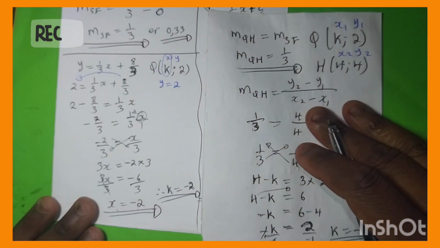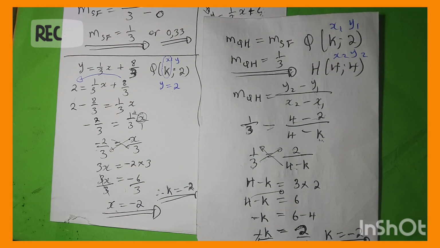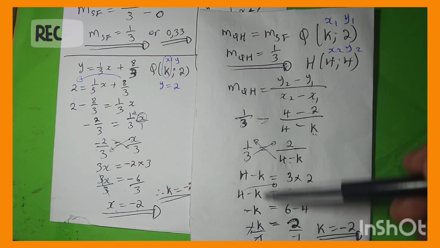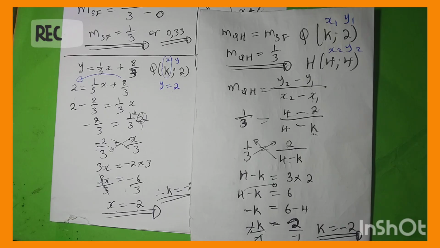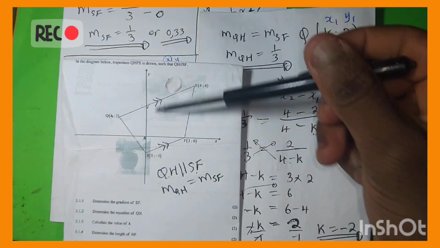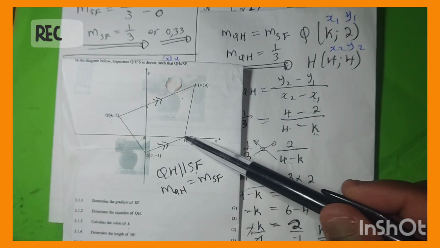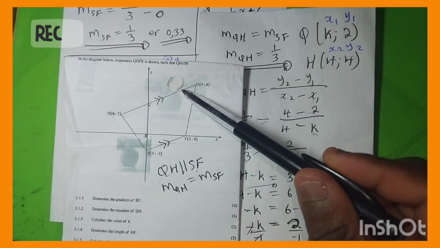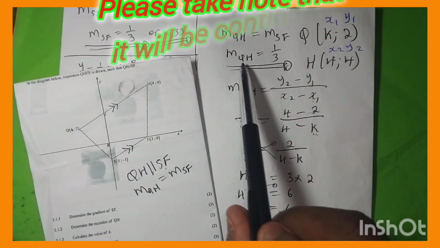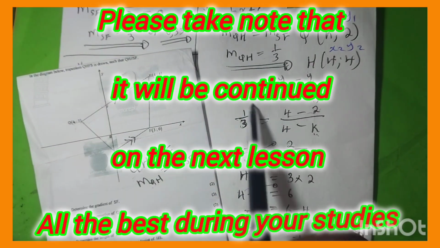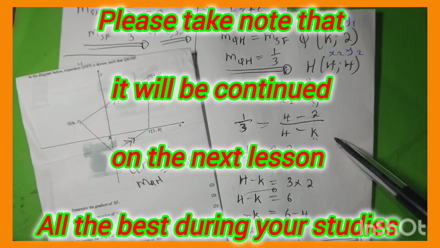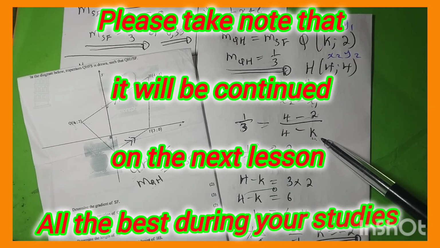So there are many ways to kill a cat. It's up to you which way you prefer. You apply this method only if you see that those two lines are parallel, meaning the gradient here is equal to the gradient there. Since you know the gradient, you can apply the gradient equation, substitute the gradient and the point, then solve for k, just like that.